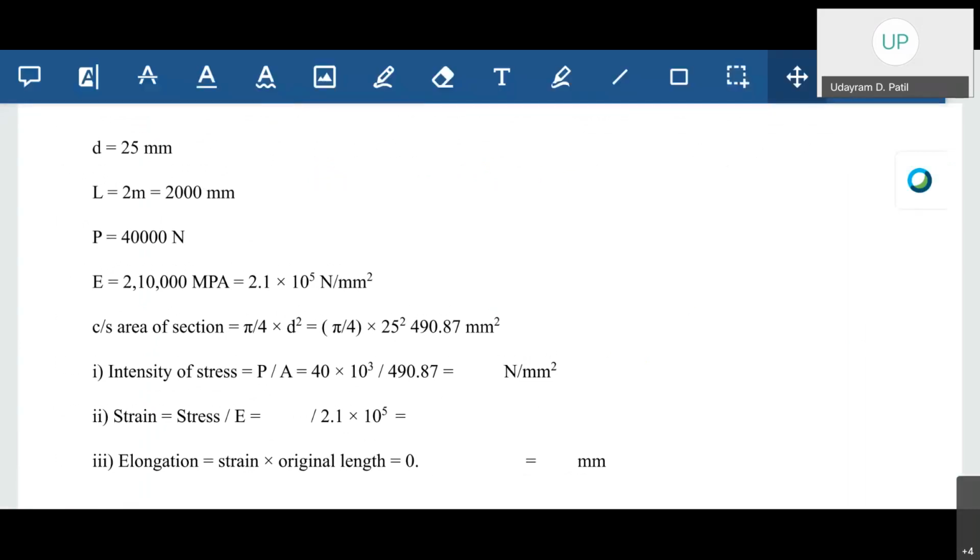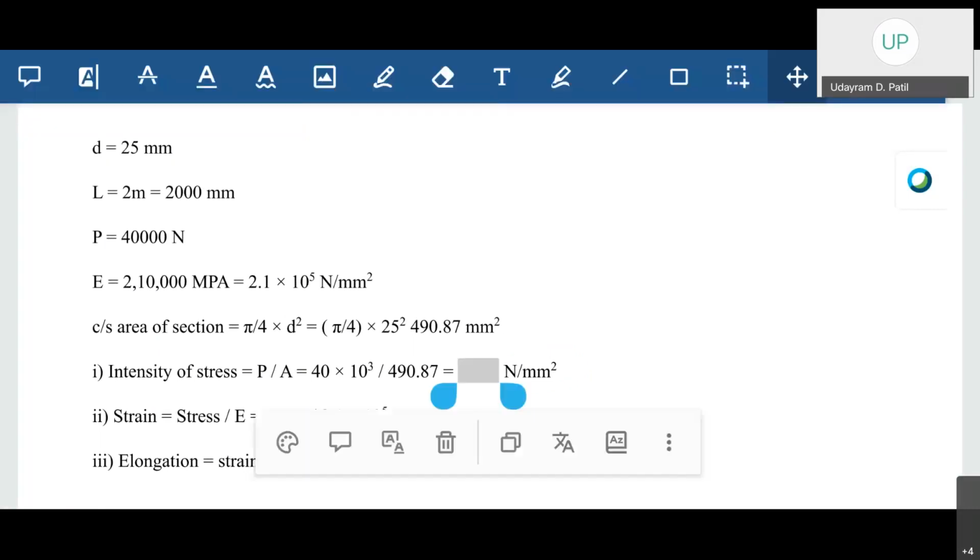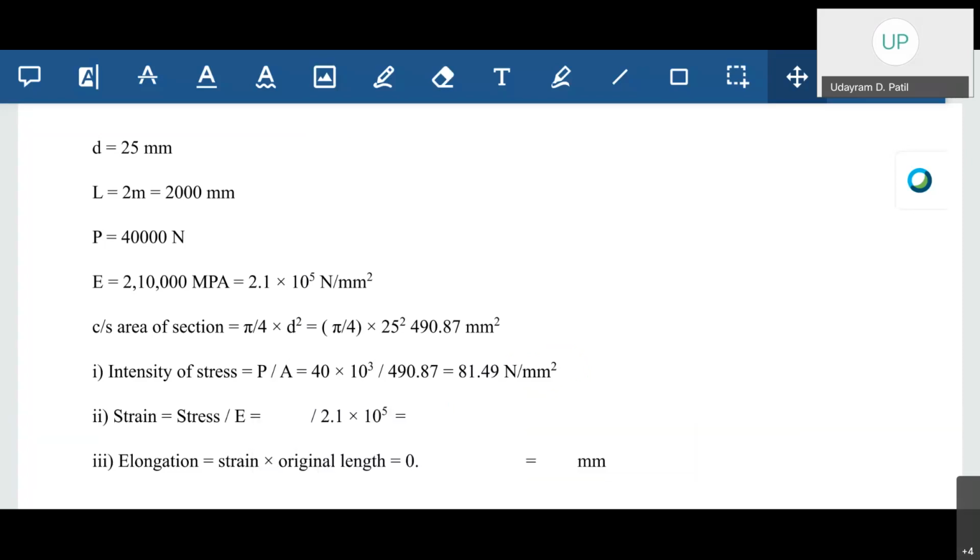So first, calculating the intensity of the stress: P divided by A. The value of P is 40 multiplied by 10 raised to 3 Newton, divided by the area in mm square. So obviously that will give us the unit in Newton per mm square. Whatever the load is divided by the area will give us the intensity of stress as 81.48, or 81.49 Newton per mm square.